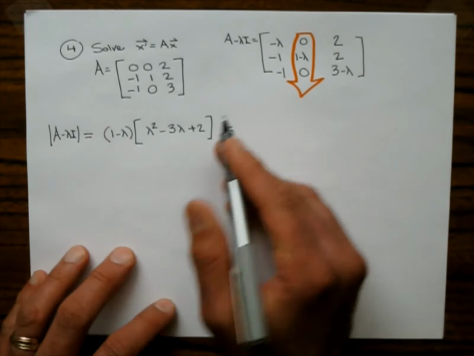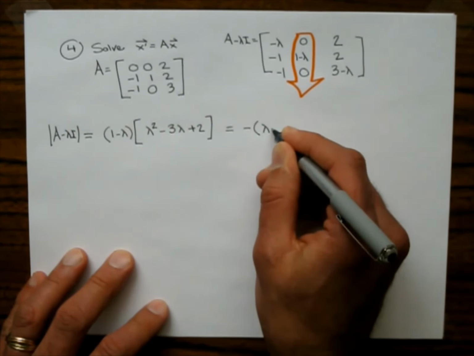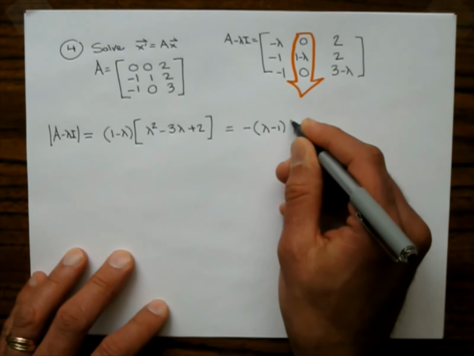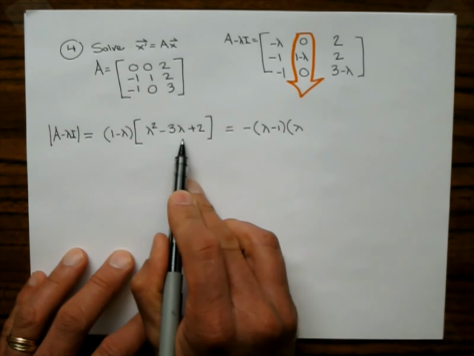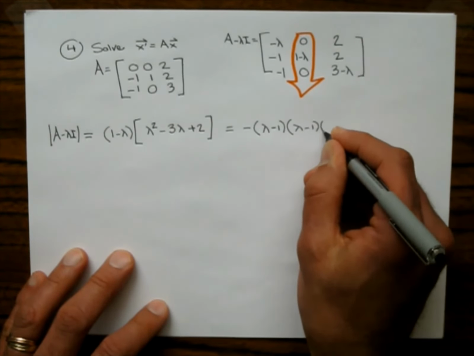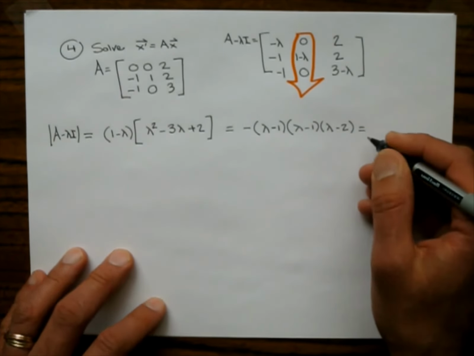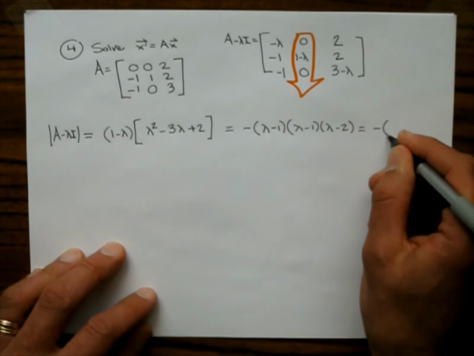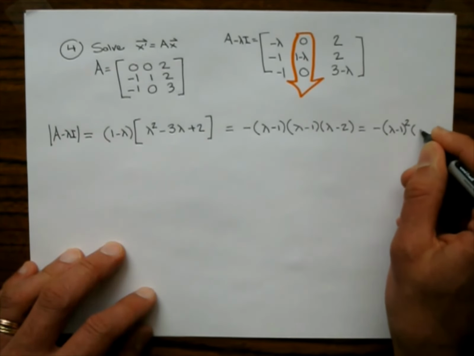So what do we have? I'm going to factor a negative out of that first one just so it looks nicer: lambda minus 1. And then over here, what is this? This factors into lambda minus 1, lambda minus 2. So this gives me negative lambda minus 1 squared, and then we have lambda minus 2.